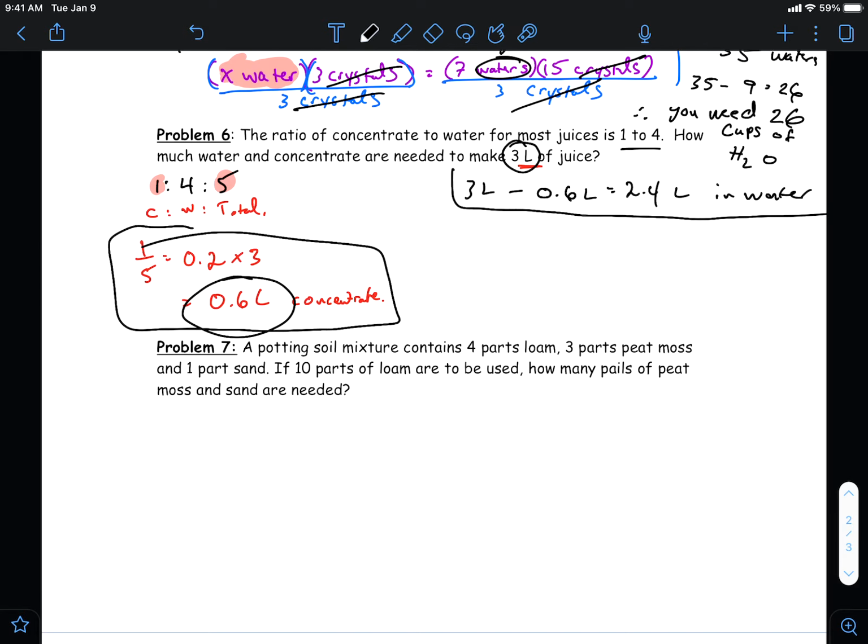4 over 5. Does anybody know what 4 over 5 is as a decimal? Yes, Kenneth? 0.8. Same thing. You could create an equivalent ratio or equivalent fraction. You multiply both of them by 2, you'd get 8 over 10. If you got 8 out of 10 questions right on a test, it'd be 80%. Right, it's 0.8.